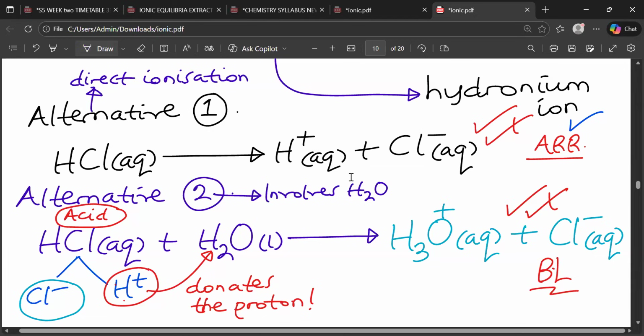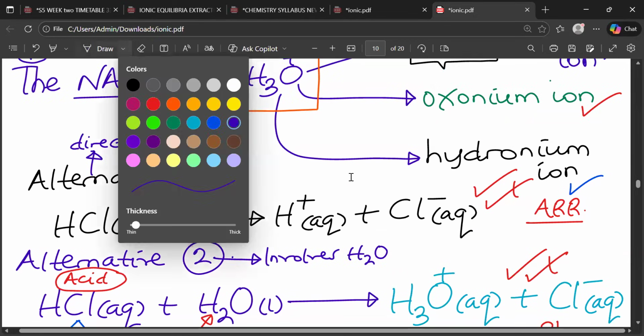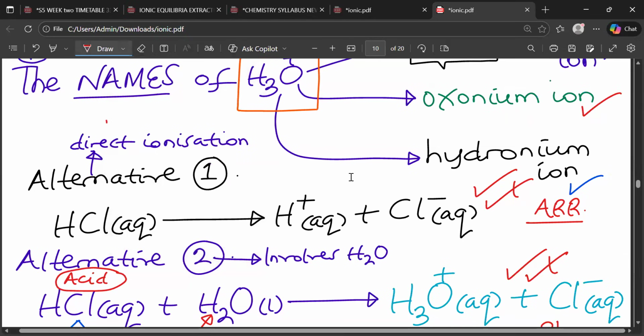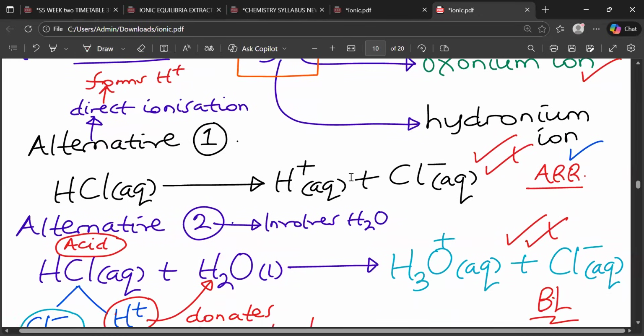Then after you understand that it's direct ionization, you don't expect anything like hydroxonium. Since this one is direct, it gives you the protons directly there and then. And since this one involves water, the H plus that has been formed will be used, and we end up forming the hydroxonium.